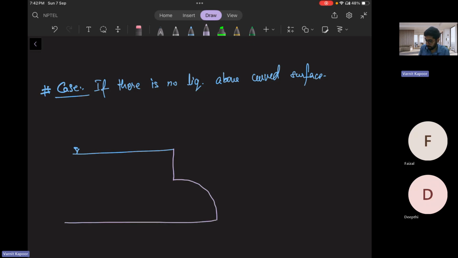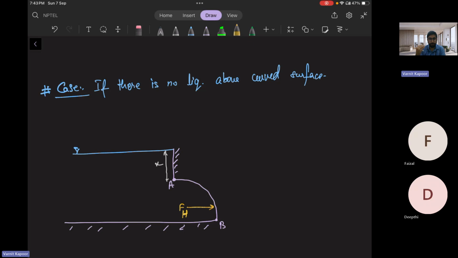Okay. This is my surface. Suppose this distance is x. This point is A. This point is B. And suppose the forces are acting like this. So this is your horizontal force acting. Now how will you get the vertical force?